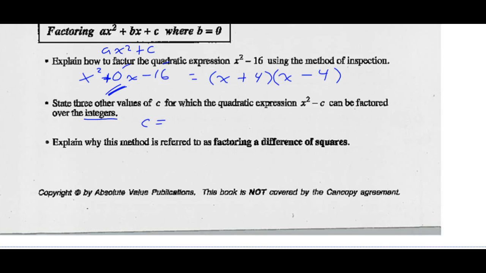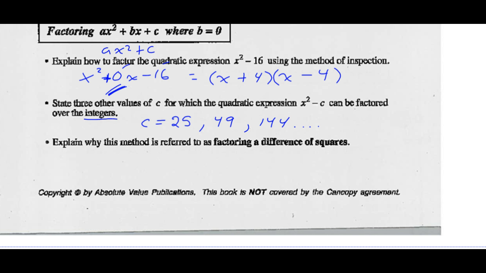So c could be 25. 5 times 5 is 25. 5 minus 5 is 0. All right. You could say c could equal 49. 7 and 7 is 49. 7 minus 7 is 0. So any perfect square for c, 144, and so on, any of the perfect squares.